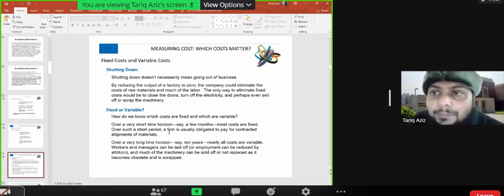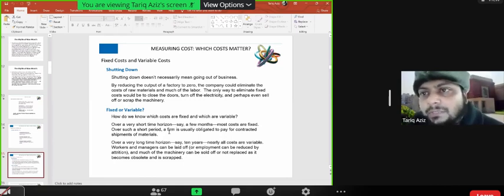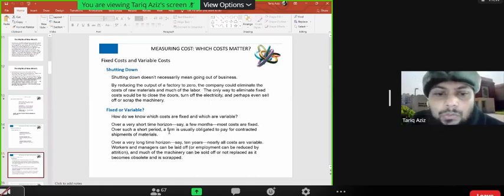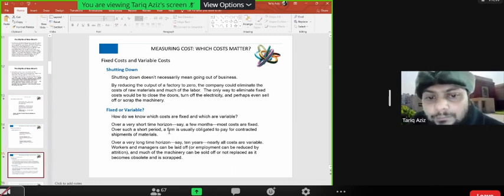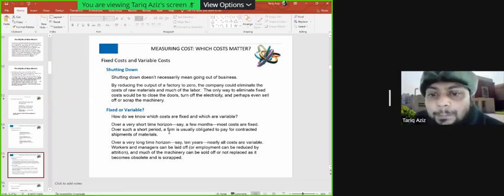So in a very short period of time, every input is fixed, and over a very long period of time, every input is variable. Over a very long time horizon, say 10 years, nearly all costs are variable. Workers and managers can be laid off, new workers can be hired, employment can be reduced by attrition, and old machinery can be sold off or scrapped, and new machinery can be purchased and installed.